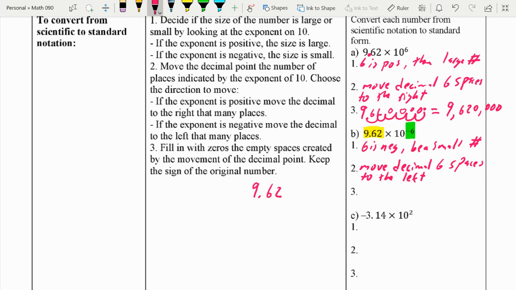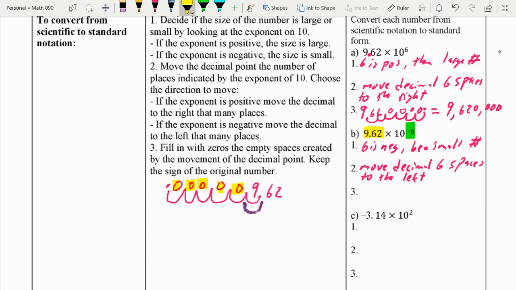Since I know I have to move the decimal to the left 6 spaces, there's 1, 2, 3, 4, 5, 6. So there's my decimal place. I'm going to fill in all those spaces with zeros. Sometimes if you don't have enough room to write like this, one of the things I like to think about is I moved the decimal one time. So I needed to move it 6. Since I moved it once, I'm going to add 1, 2, 3, 4, 5 zeros.